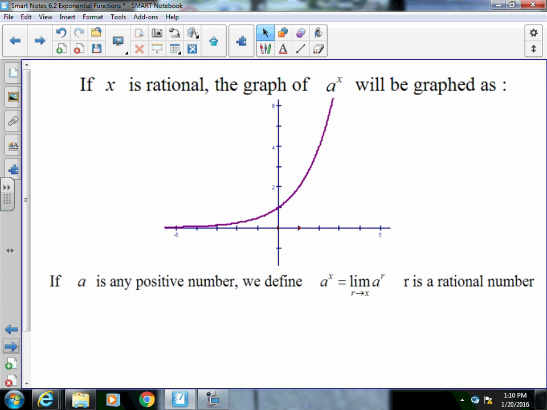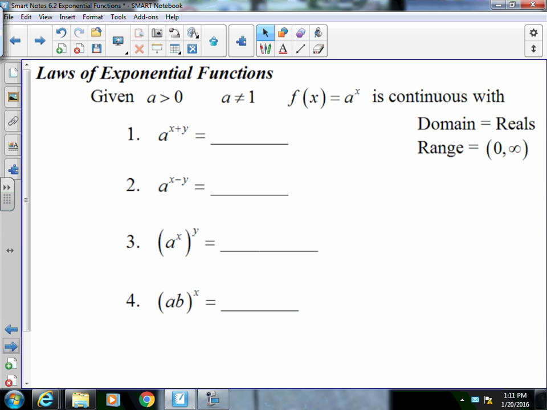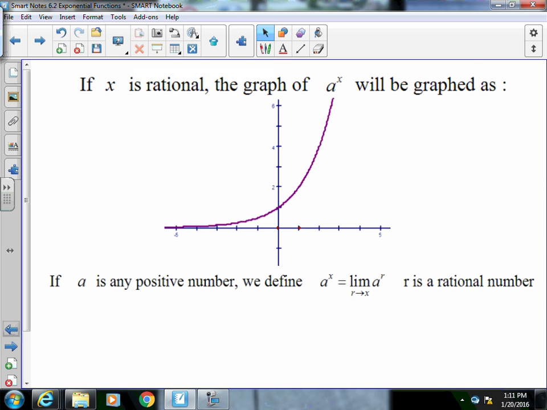If a is any positive number, we define a to the x being the limit as r approaches x of a to the r. And r is a rational number, so your graphs will roughly look like this. So, laws of exponential functions, given that a is positive and not equal to 1, a to the x is continuous with domain, all real numbers, and range 0 to infinity, not including 0. You can see that from this graph here. Domain, all real numbers, range 0 to infinity.